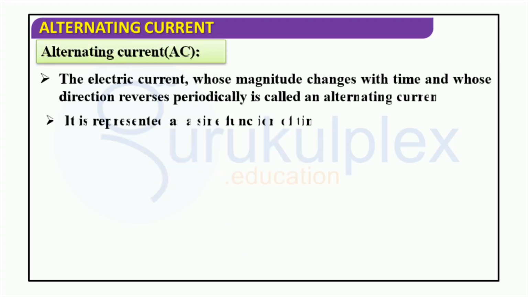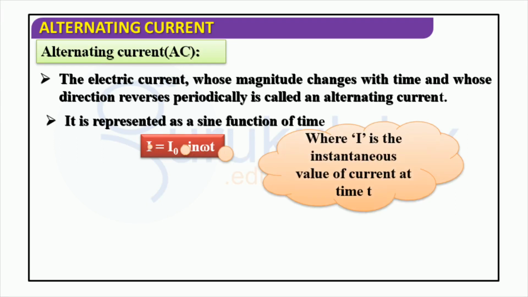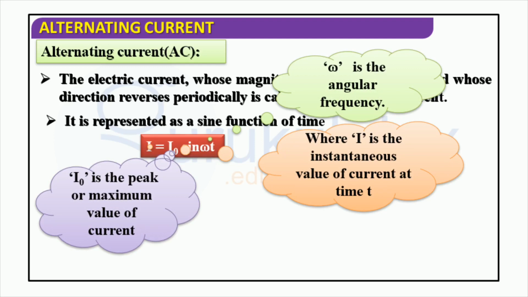AC is a type of electric current that varies in magnitude and direction over time. It is generally shown as a sine wave with a peak value and frequency. These values allow us to compute the time period and angular frequency of the current. The instantaneous value of the current at any given time can also be used to understand the phase.